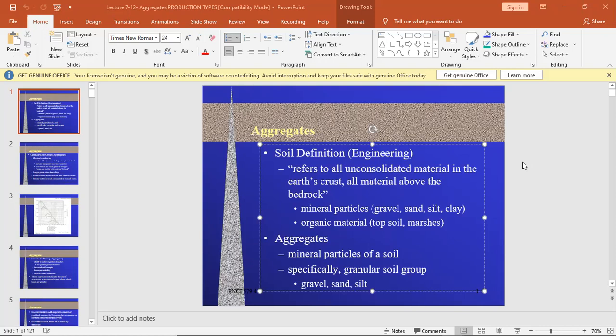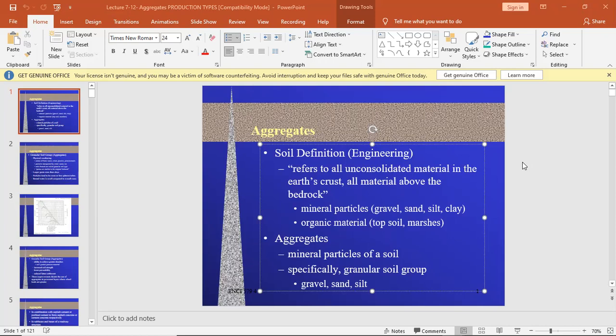So when we say aggregate, we can refer to all unconsolidated material in the earth crust, all material above the bedrock. When we say aggregate, we talk about all those mineral particles present in soil. Specifically, those that are larger in size are the granular soil group. It can be gravel, sand, and silt.